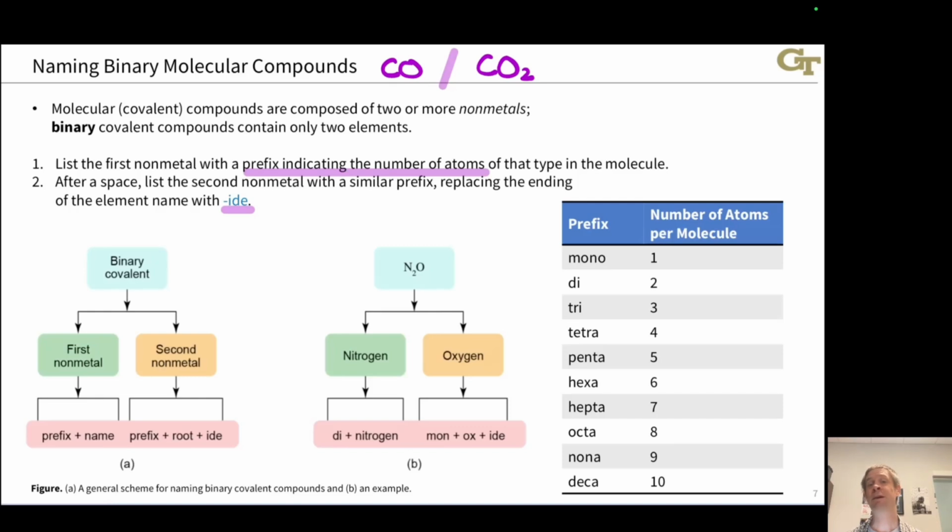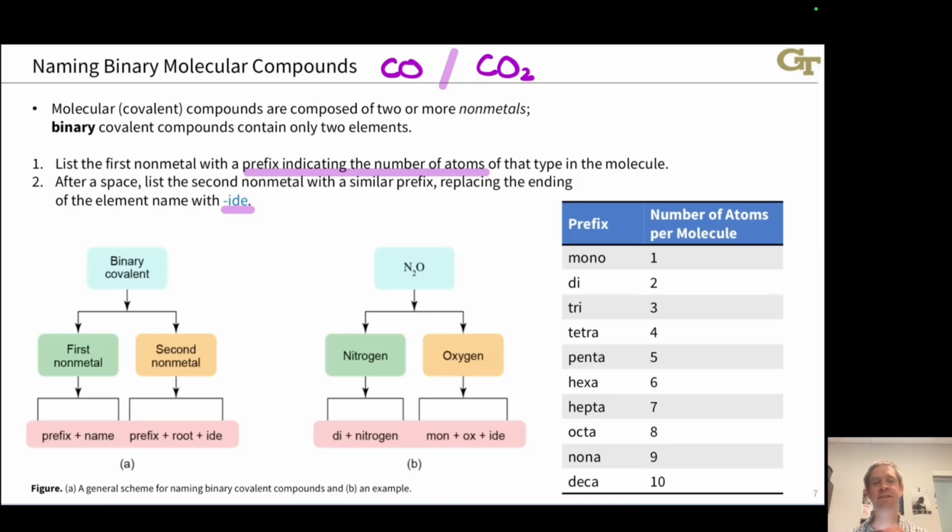So we need prefixes indicating the number of each type of atom in the molecule, and these are Greek numeric prefixes like mono, di, tri, etc. This table lists them up to 10. You'll essentially never see or need a prefix requiring a reference to more than 10 atoms, since molecules just don't get that big. And when they do get that big, we have other naming conventions that you'll see if you study organic chemistry, for example.